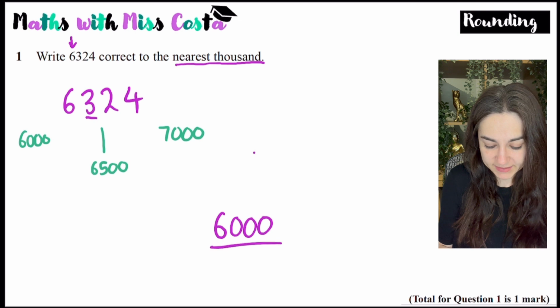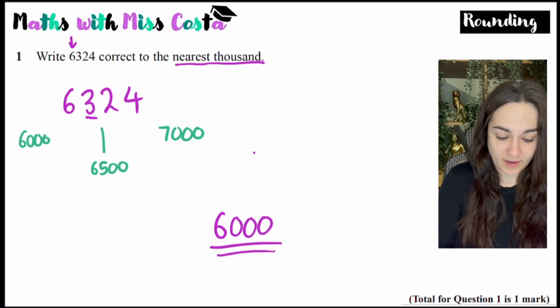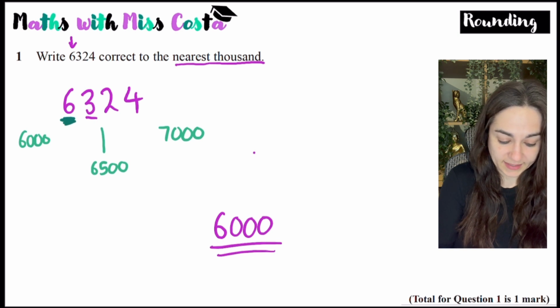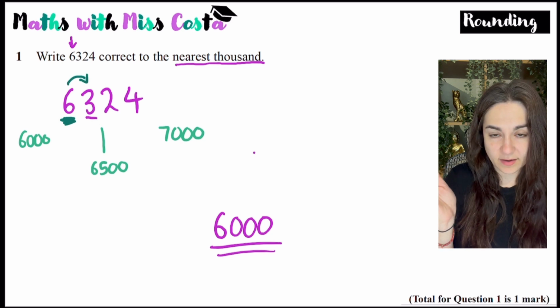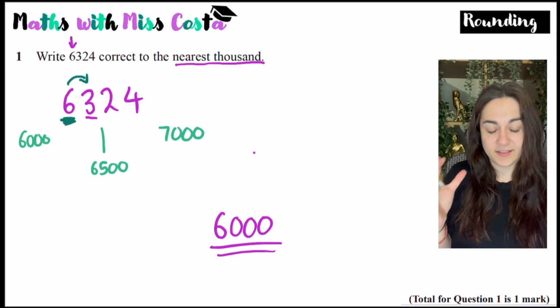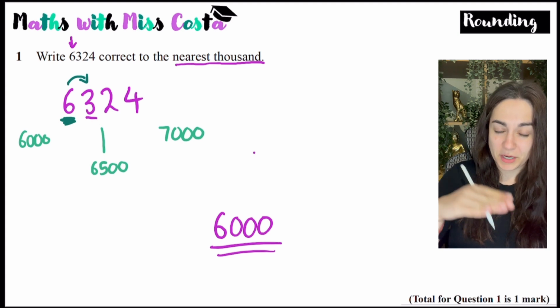down to 6,000. The other way that I can do it is just by looking. I'm rounding to the nearest thousand, so I look at the place value of the digit next to it. It's less than 4, so I know I'm going to round down.